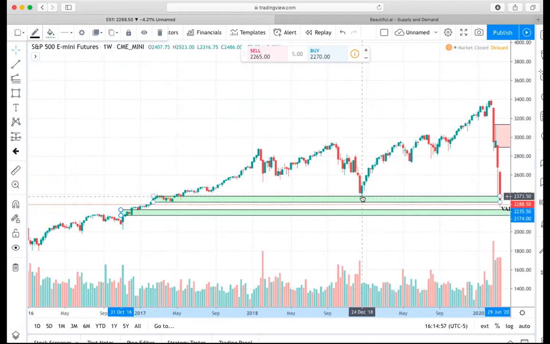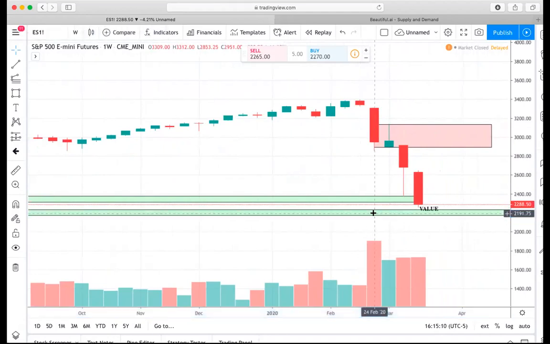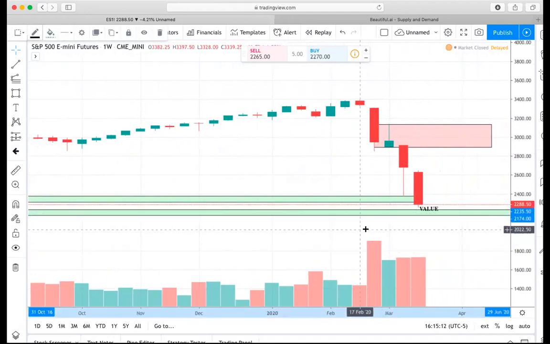This 2,500 to 2,300 has been tested 3 times, and it just broke down this week. So I'm looking for the next area that hasn't been tested, and that's one of them. That's why I think price is going to reverse right here, it could get down to probably 2,100. But I think it's going to reverse there, and it's going to be a time to get long.